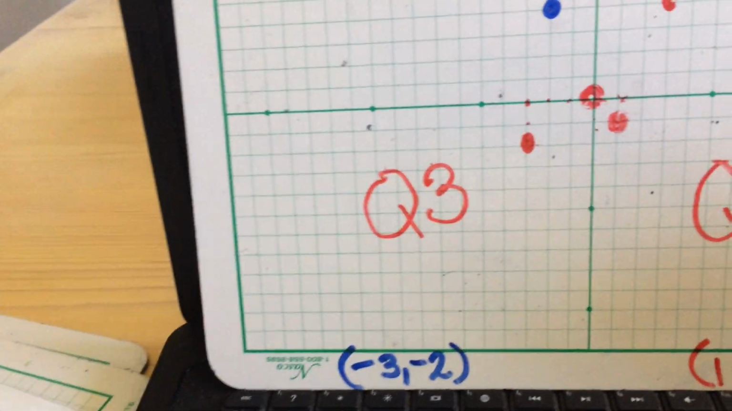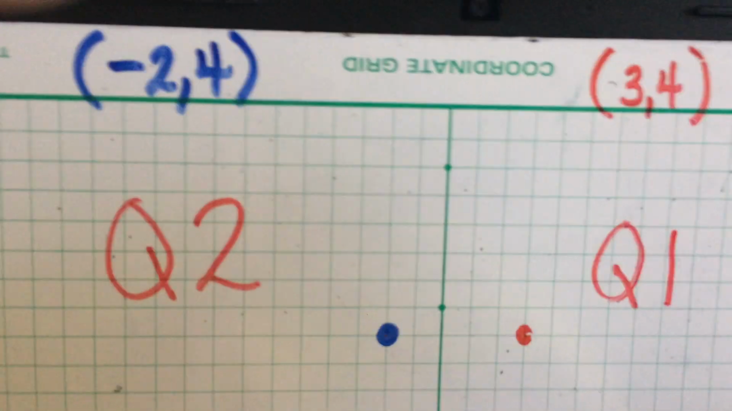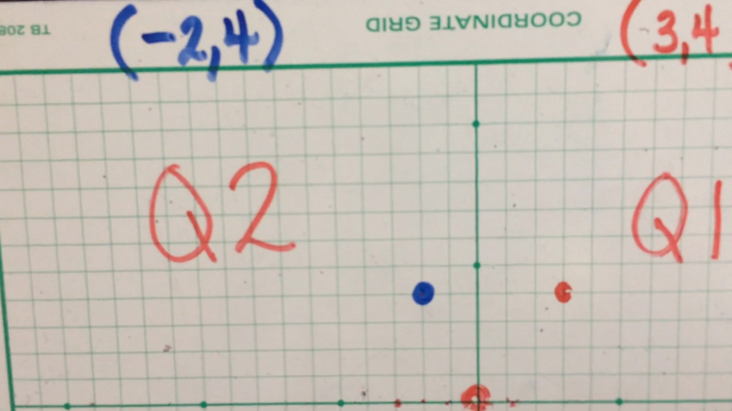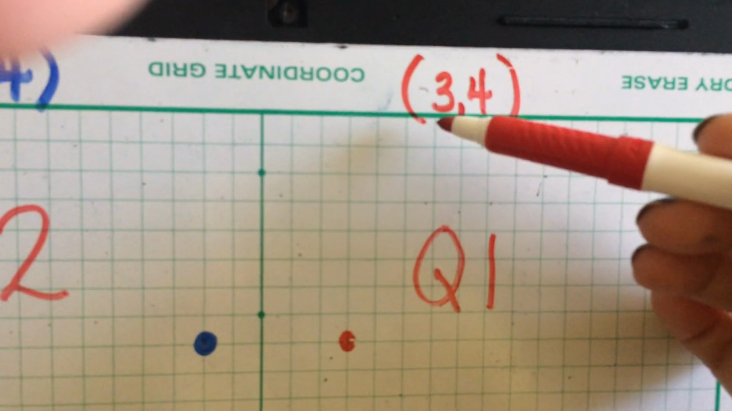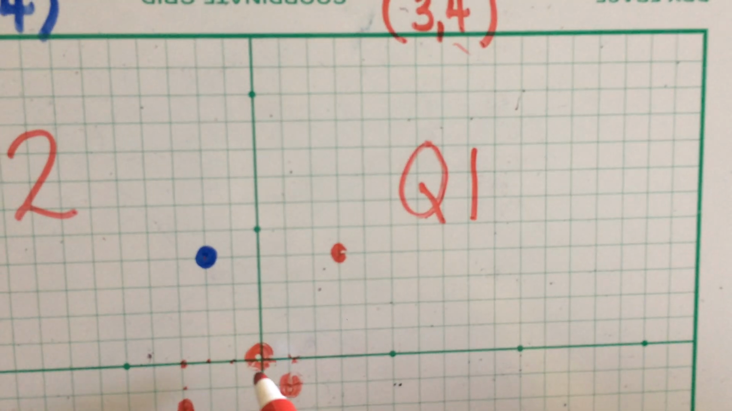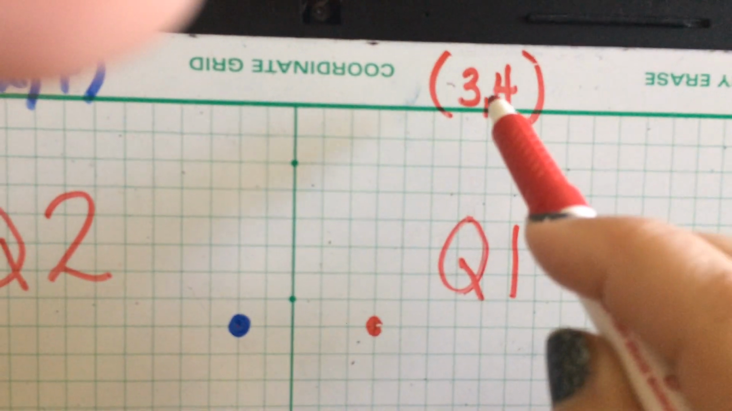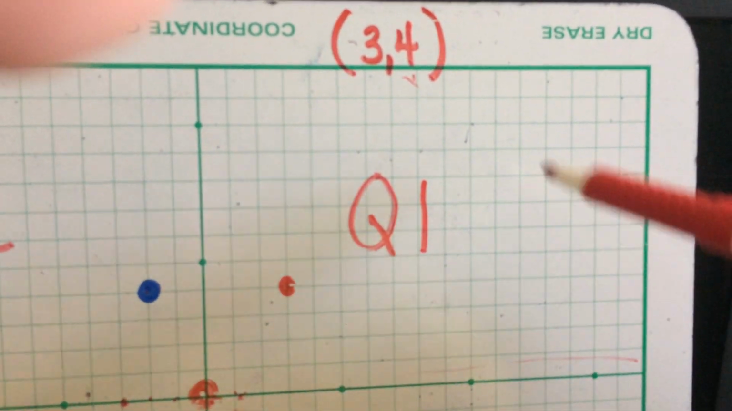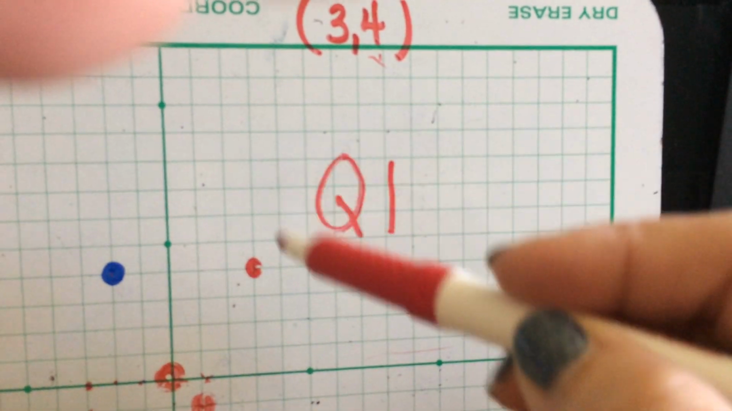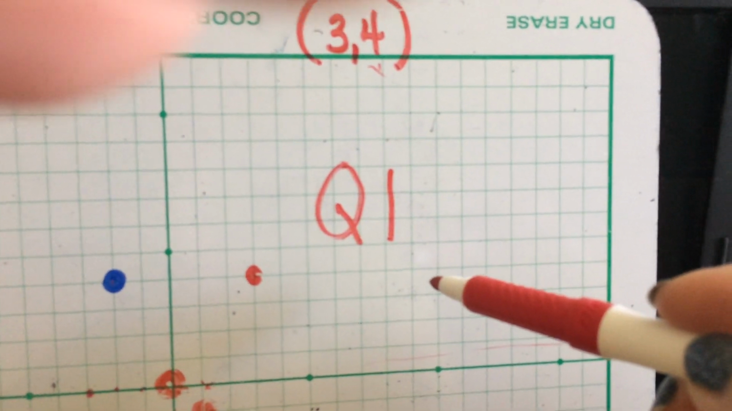I want to show you some points that I have plotted and where they fall in the quadrants. Let's look at this one first. We have a positive 3, it's on the x, and a positive 4, which is here, and it makes it fall in this quadrant. This quadrant is quadrant 1.